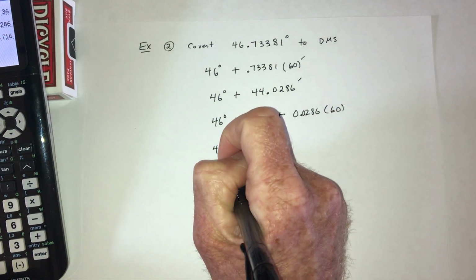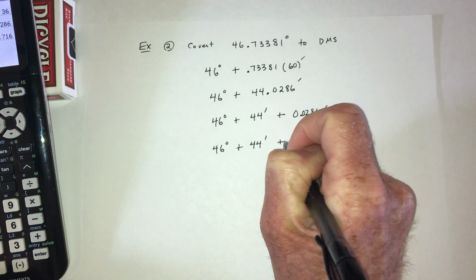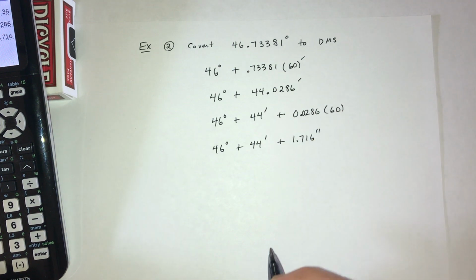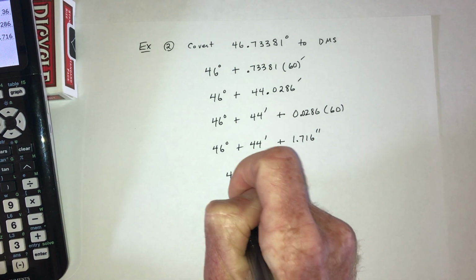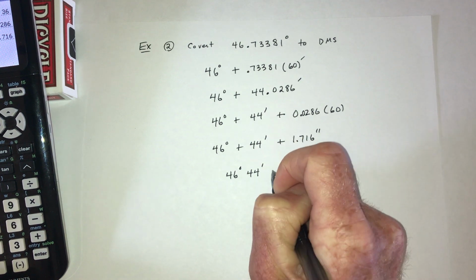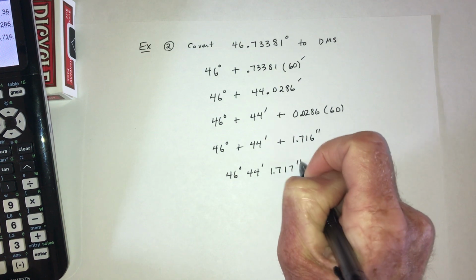So it'd be 46 degrees plus 44 minutes plus, then it was 1.716 seconds, or 46 degrees 44 minutes and 1.716 seconds.